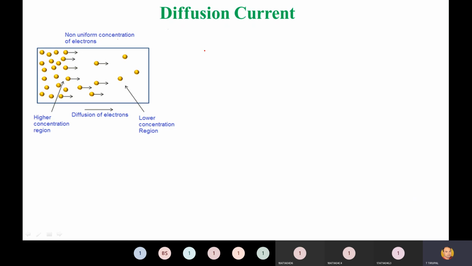Welcome to the session of electronic devices GATE subject. Here we will be dealing today with a topic called diffusion current.